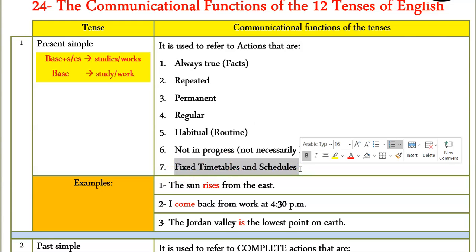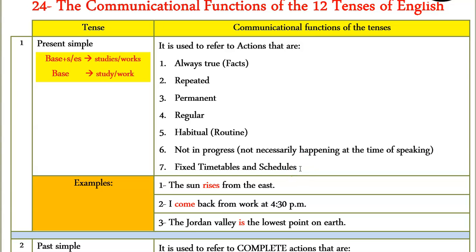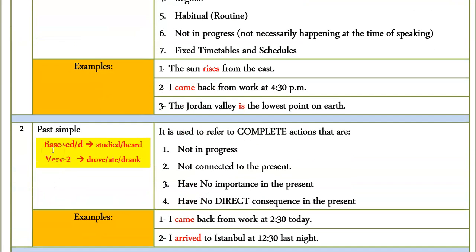You leave work at 4 and your work is not that far from your house. It takes you half an hour to get there. So this is something almost fixed, 4:30 p.m. The Jordan Valley is the lowest point on earth, and this is something true. It's a fact. Actually, if you go to the Jordan Valley, you will see how deep it is, how low it is.